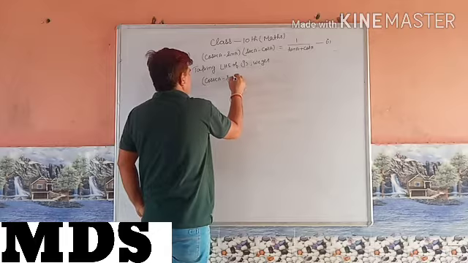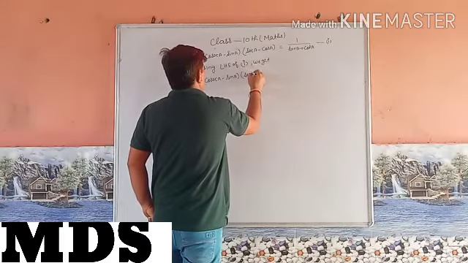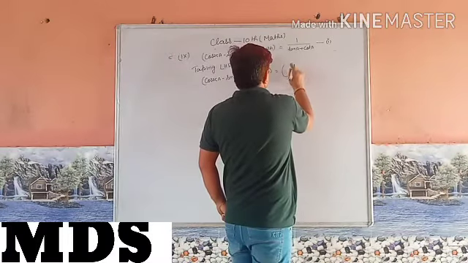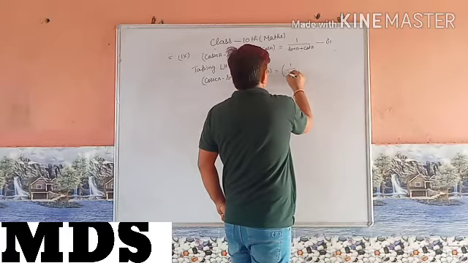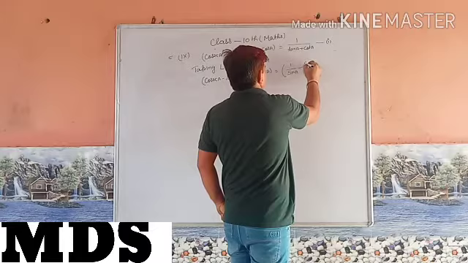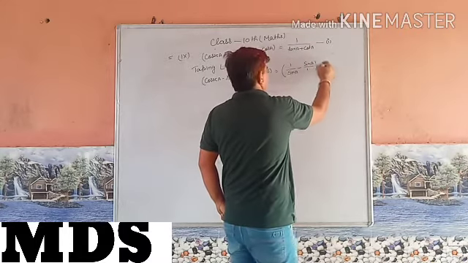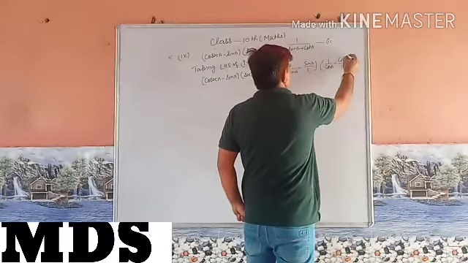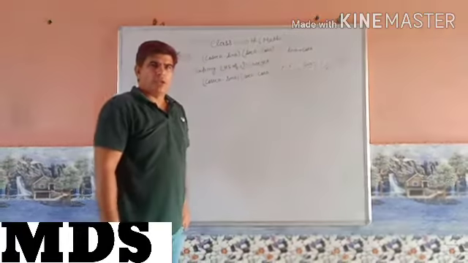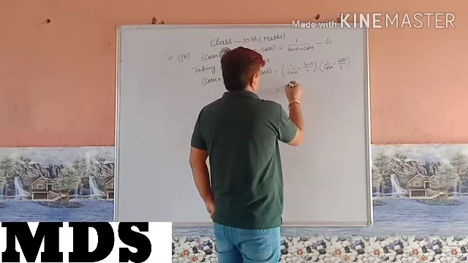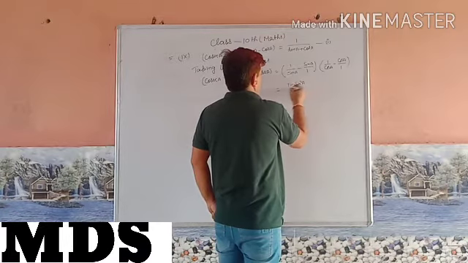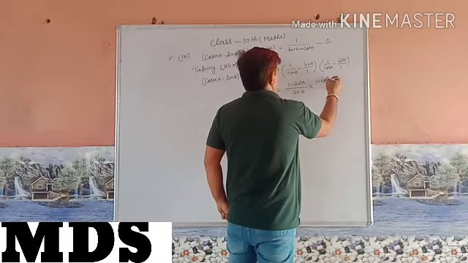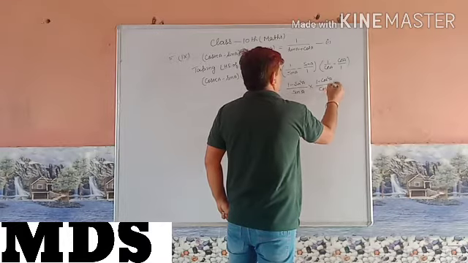Cosecant A minus sine of A, secant of A minus cos of A. This you can write as 1 by sine of A minus sine of A by 1, and the same with 1 by cos of A minus cos of A by 1. Understood this? Solve it. So 1 minus sine square A by sine of A, into 1 minus cos square A by cos of A.